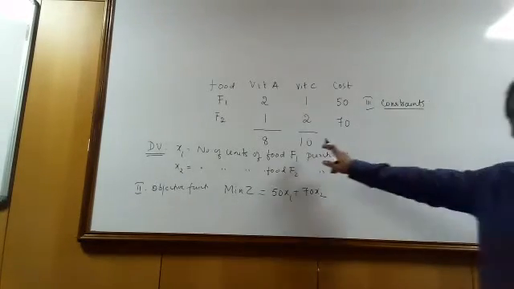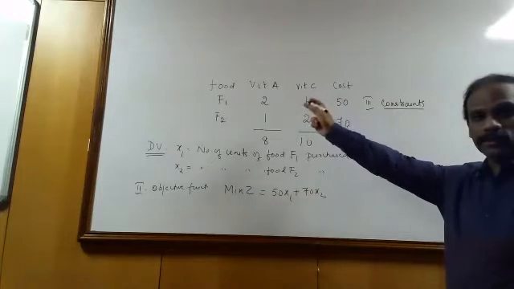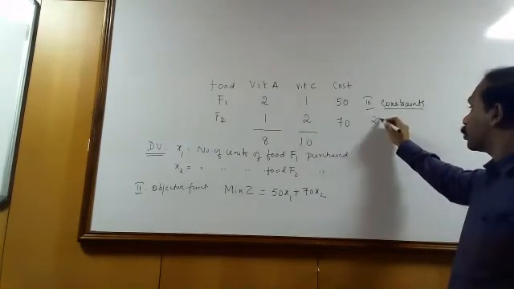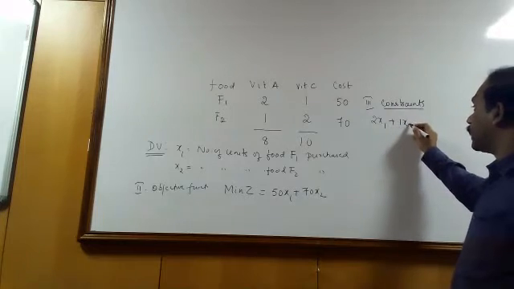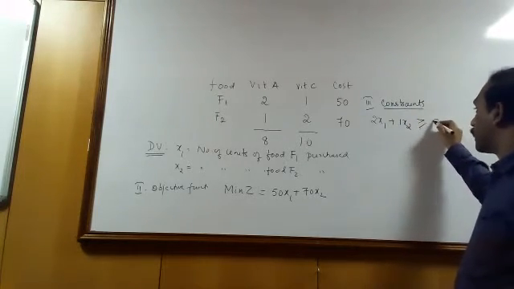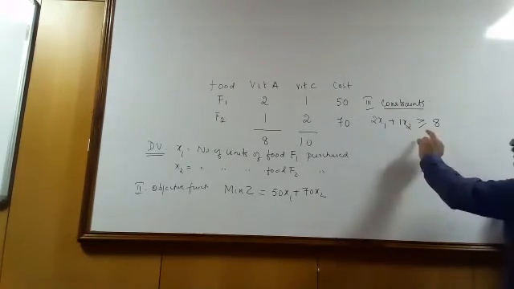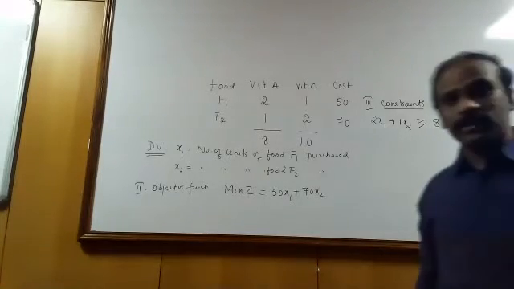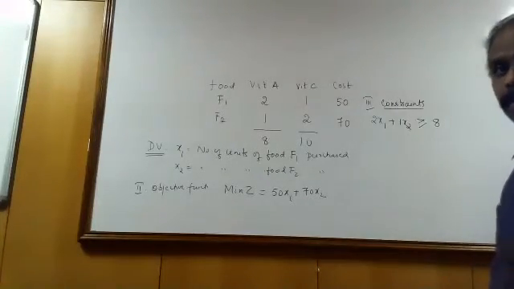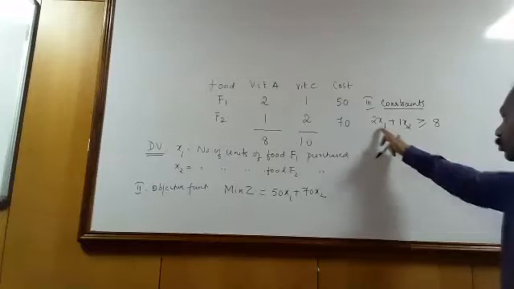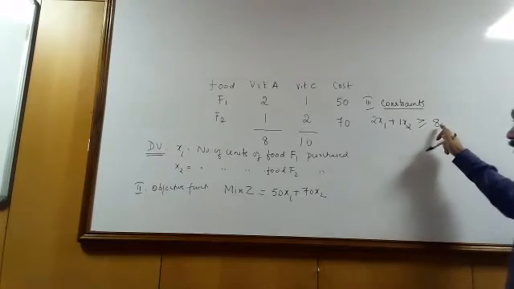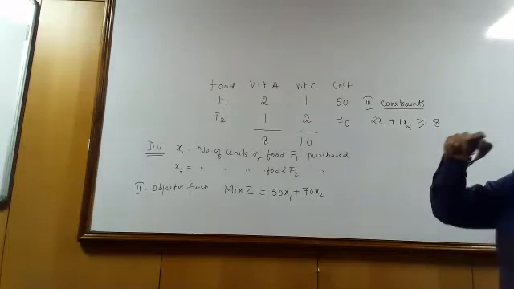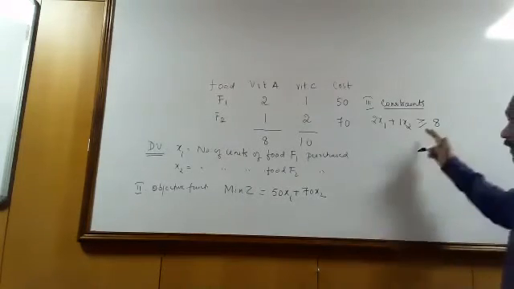So how do I write the equations now? Let me take the constraint for the first value, which is vitamin A. I can write it as 2x1 plus 1x2 should be greater than or equal to 8. Now for the first time, I am using the symbol greater than or equal to. Why have I used it here? Because I'm saying that the total vitamins shall be at least 8 units. It should be either equal to or greater than. It cannot be less than 8.